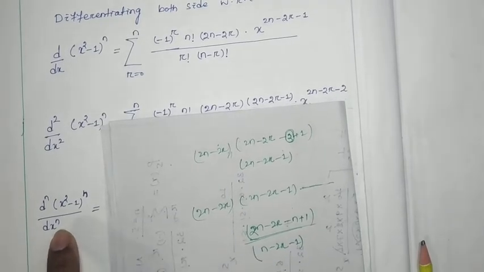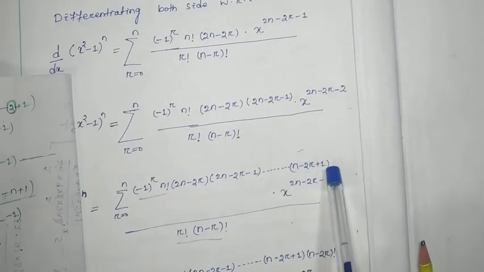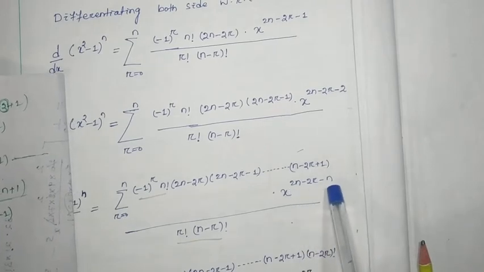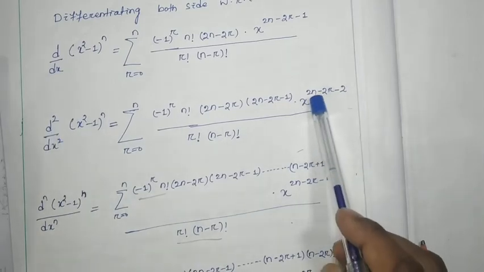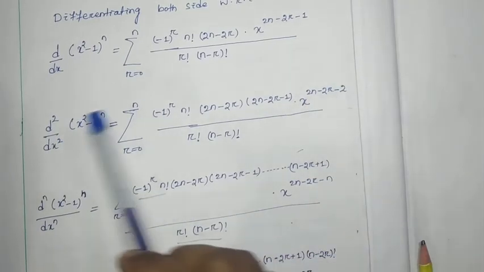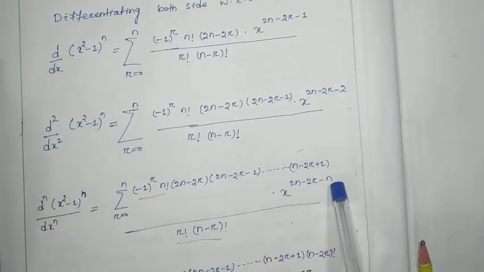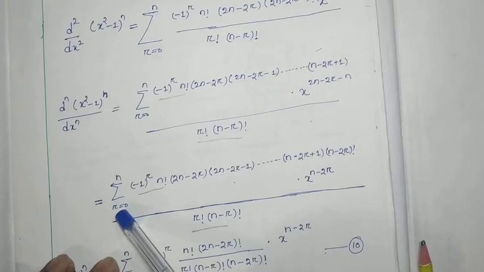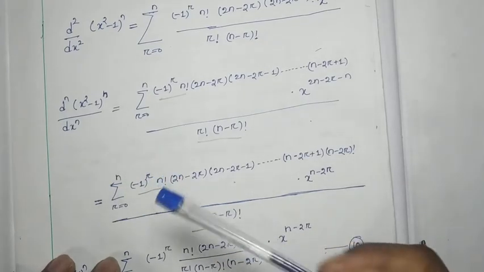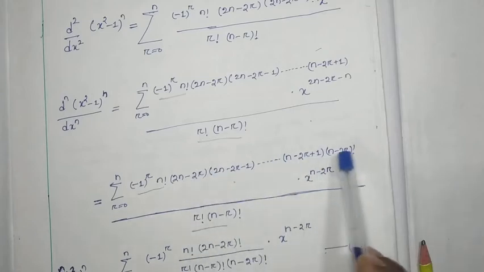Okay, so only for that this will be up to n minus 2r plus 1 into x to the power 2n minus 2r minus n, because see, d^2 by dx^2 gives x to the power 2n minus 2r minus 2. Here n is 2, here minus 2. Here n is n, so it has to be minus n, by r factorial into n minus r factorial. Okay, now r from 0 to n, minus 1 to the power r, these are the common, n factorial divided by r factorial into n minus r factorial, right?